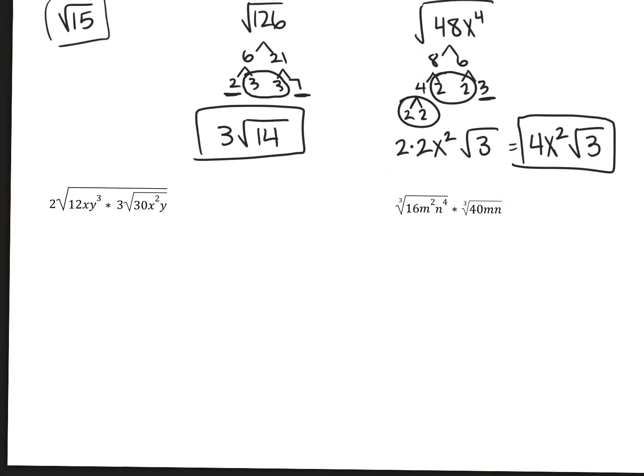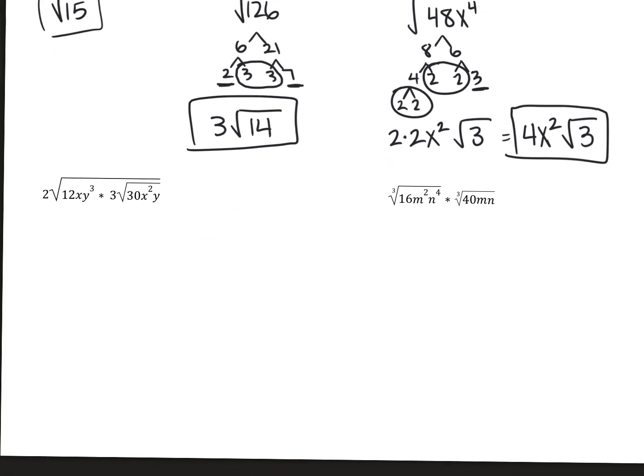This next example is written wrong, so the first thing we're going to do is rewrite it. It should be 2 square root 12xy cubed times 3 square root 30 x squared y. It's my bad. Shouldn't all be underneath the square root. So if we are multiplying and there are numbers in front, those numbers are going to multiply together. So we'll have 2 times 3, which is 6.